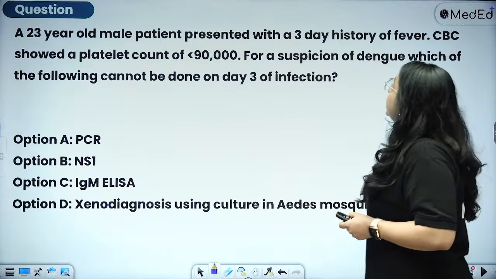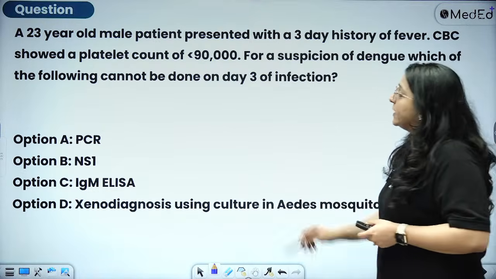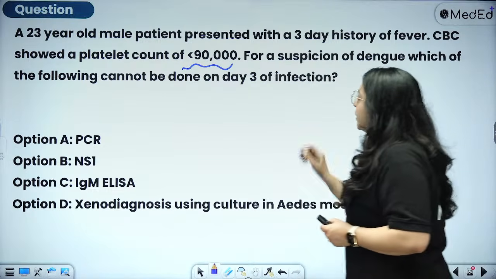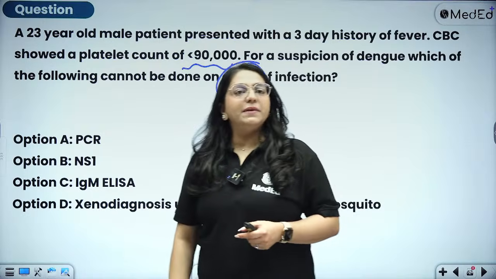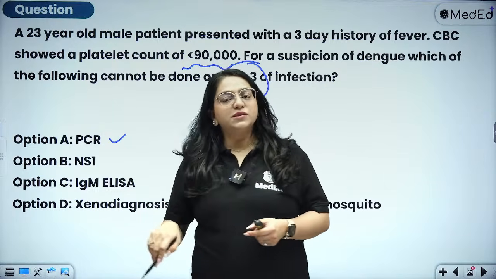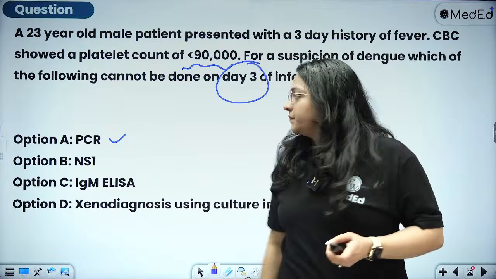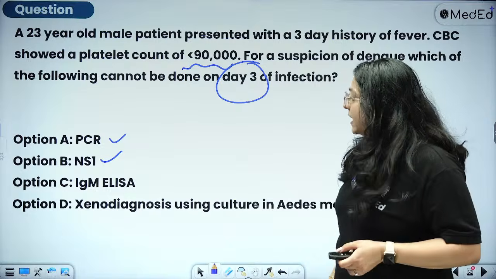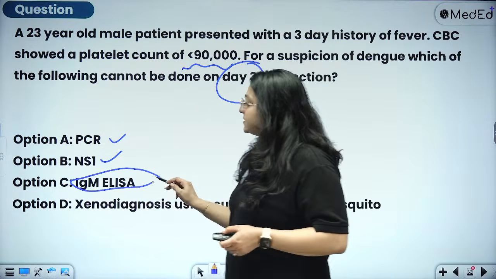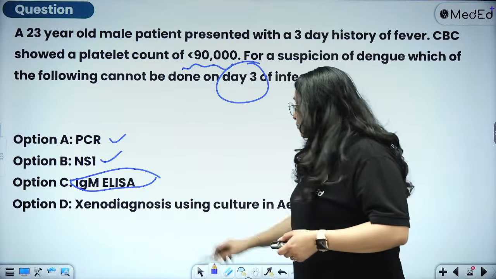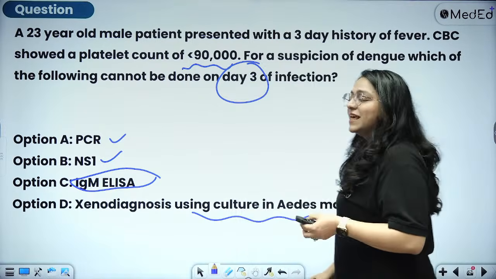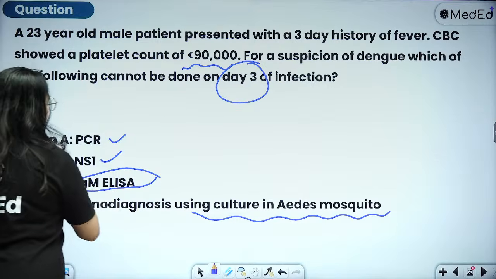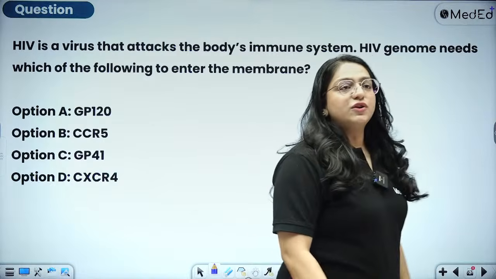23-year-old male presents with 3-day history of fever. CBC shows platelet count less than 90,000. For a suspicion of dengue, which of the following cannot be done on day 3 of infection? PCR can be done. Yes, of course, we can find out the virus. NS1 antigen can be done on day 3. Yes, antigen will be there in the first 3 days most likely. IgM ELISA, I don't think so. It will start rising after day 5 only. Xenodiagnosis using culture in Aedes mosquito. Whenever there is a virus, of course, it will grow in culture also. So, the only option is IgM ELISA because that can only be done after day 5 of infection of dengue.